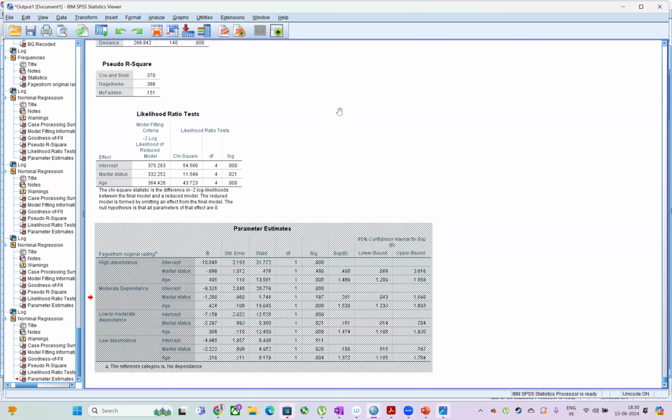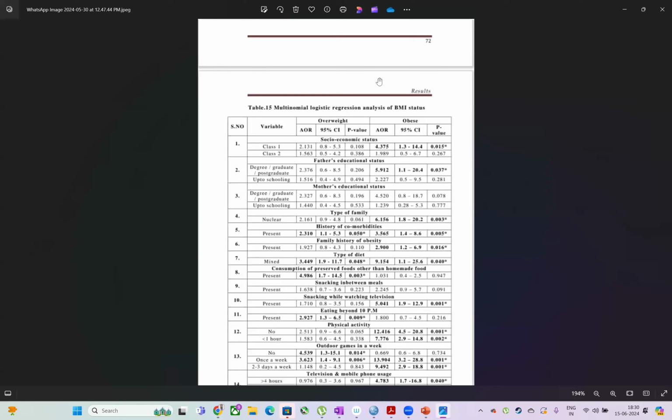Whatever categories of the dependent variable you have, you put them over here. For example, high dependence, moderate dependence, low dependence, everything will come over here. And here the marital status will come, with unmarried and married. And the categories of occupation will come over here. For each category, for high dependence, what is the odds ratio? For moderate, what is the odds ratio? For low dependence, what is the odds ratio? You have to mention them. The table is going to be a bit big, but you have to make sure you keep it all inside the table.